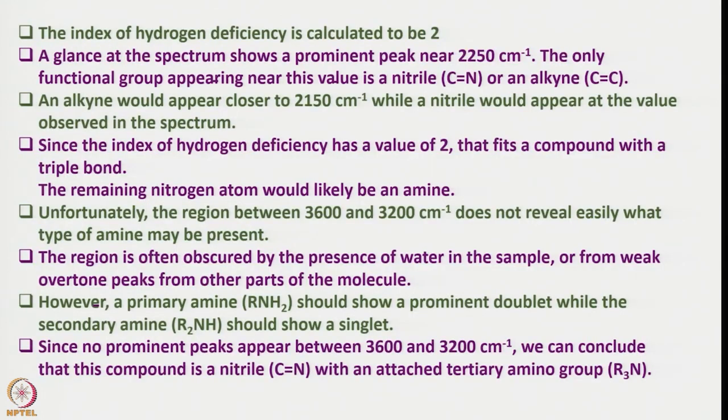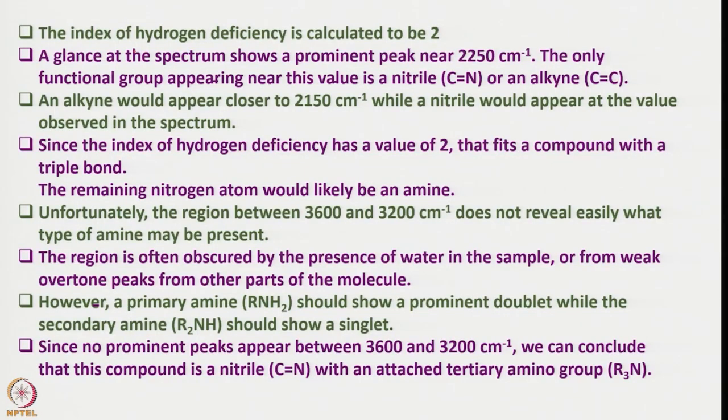Now, let's read out some of the points I have made about this problem. When only minimum data is given, the index of hydrogen deficiency is calculated, and I showed you it is 2. A glance at the spectrum shows a prominent peak near 2250. So this has to be for a nitrile C triple bond N or an alkyne C triple bond C. An alkyne would appear closer to 2150 cm-1, while a nitrile would appear at the value observed in the spectrum. So that means the alkyne is ruled out, so it should be a C triple bond N.